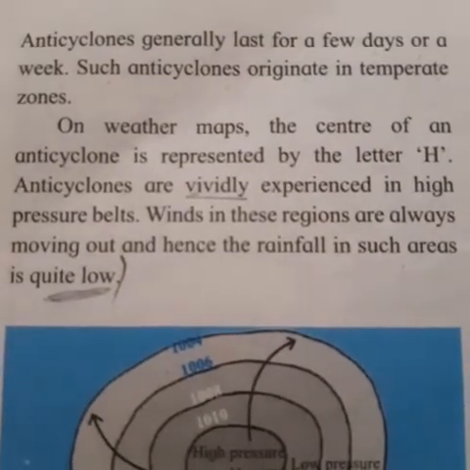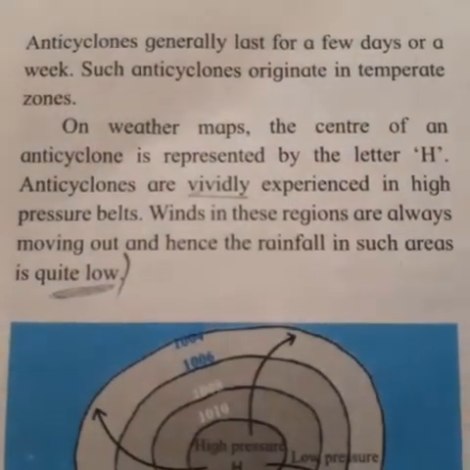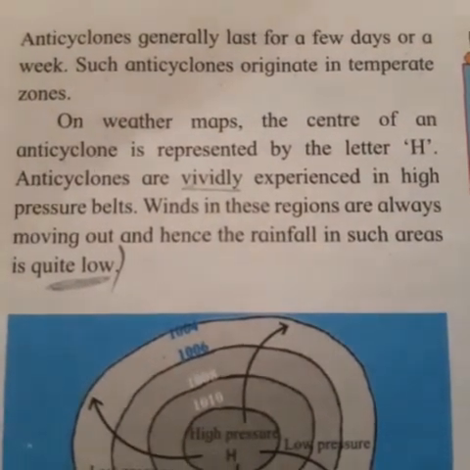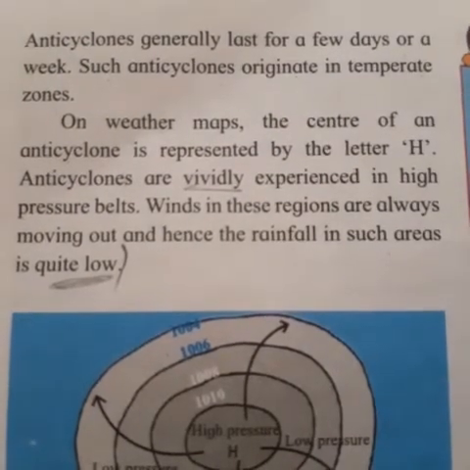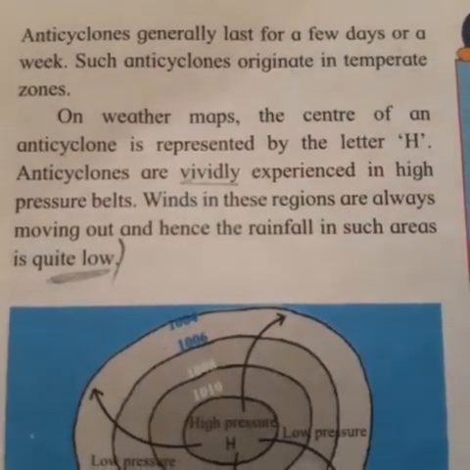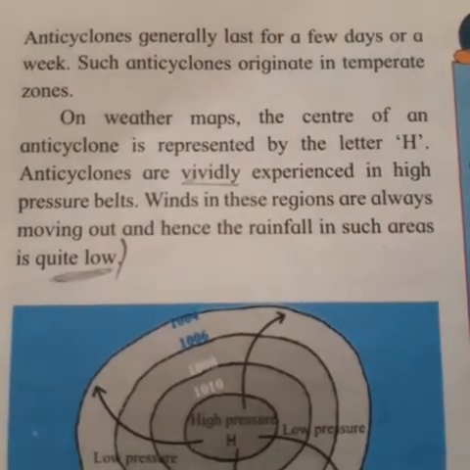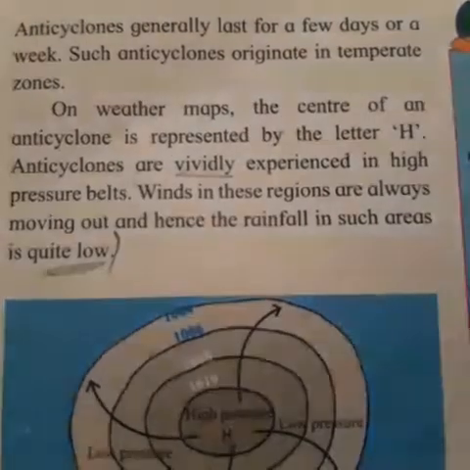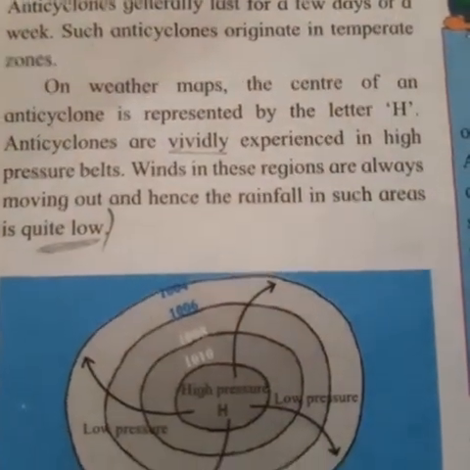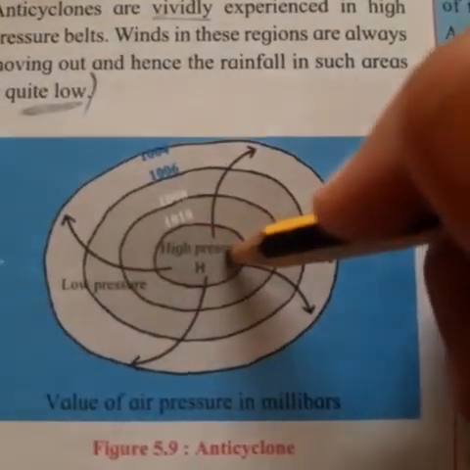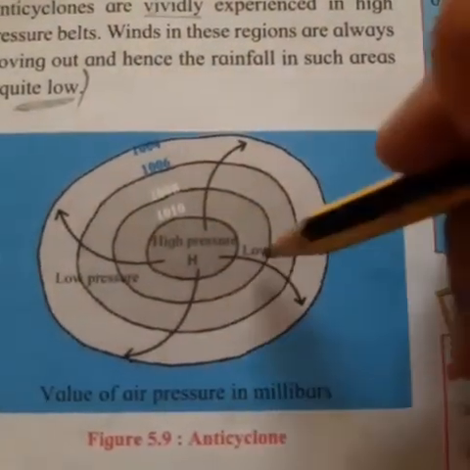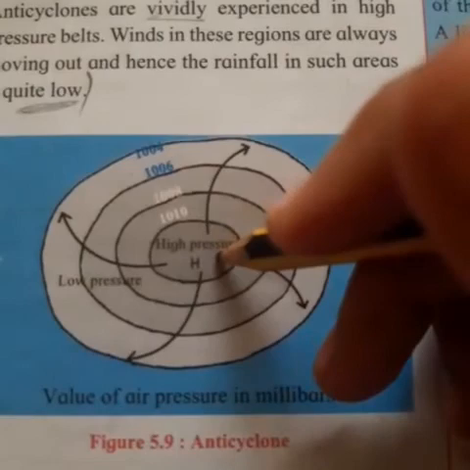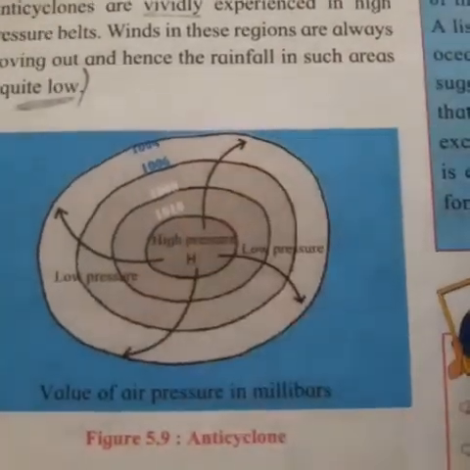Anticyclones generally last for a few days or a week. Since anticyclones originate in the temperate zone, on a weather map, the center of an anticyclone is represented by the letter H. Anticyclones are vividly experienced in high pressure belts. Winds in these regions are always moving out and hence the rainfall in such areas is quite low. Now in this, the value of air pressure in millibars, see it is going in anti-clockwise direction. Okay, so over here it is high pressure, but once it moves it creates a low pressure.